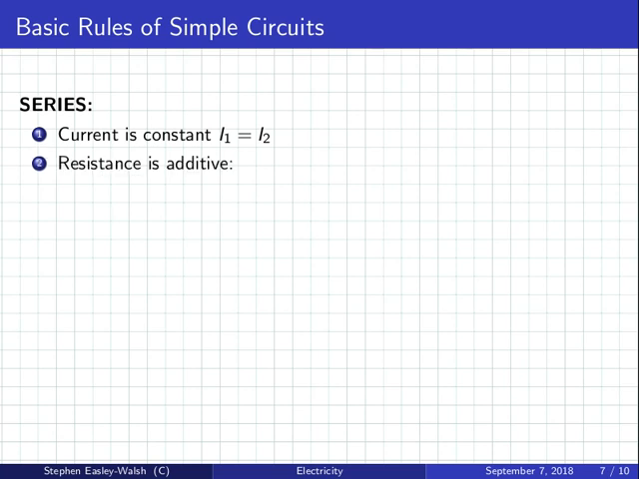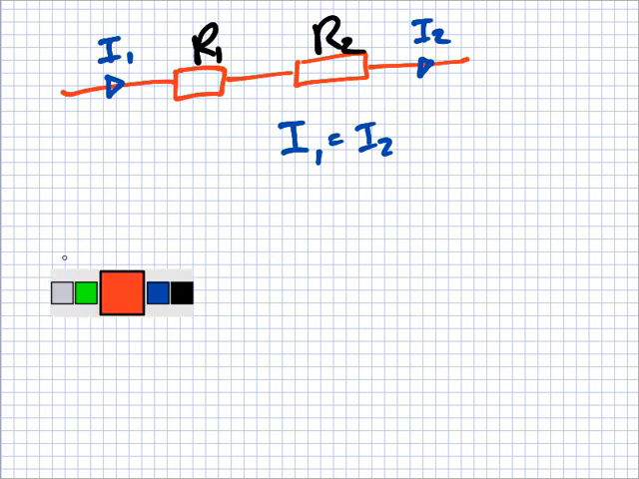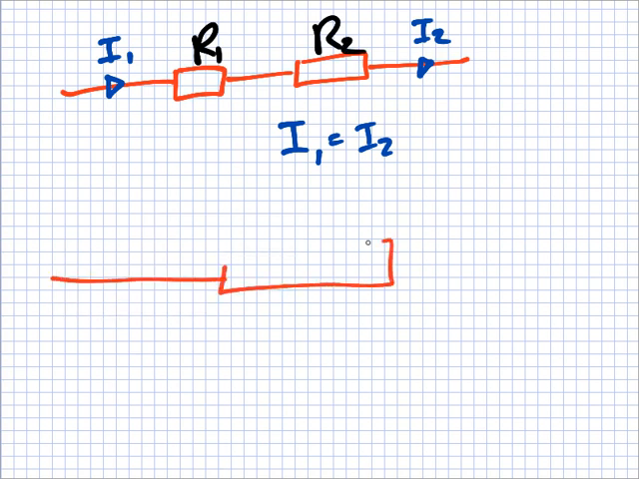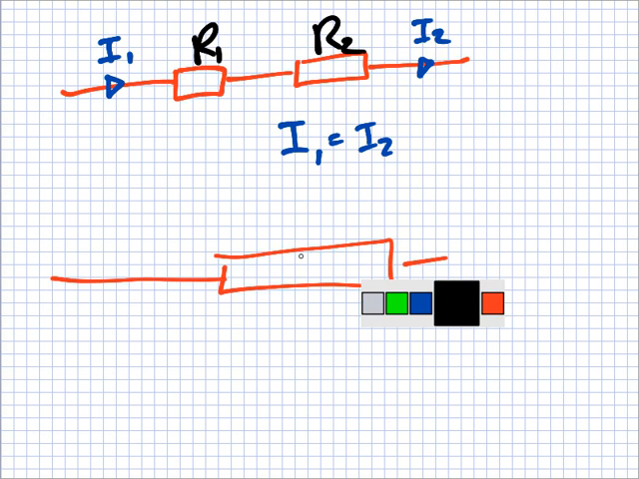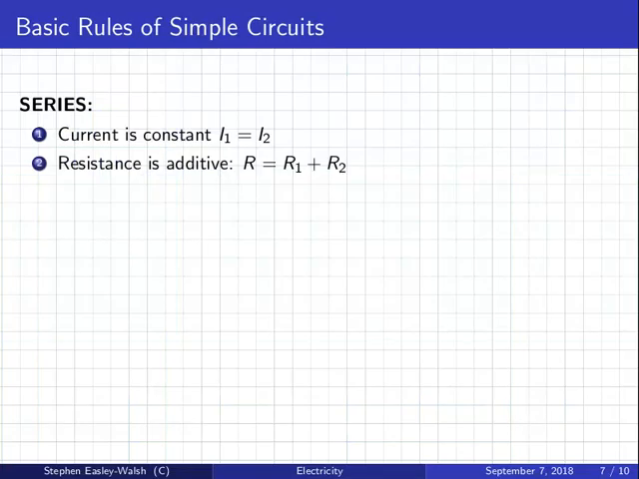Next rule. Resistance is additive. So what I mean here is, if that has resistance 1 and that has resistance 2, you can think about it as one large resistor, and the resistance here is R, and that's equal to simply R1 plus R2. So resistance adds. Okay, got that? Yeah. Next.